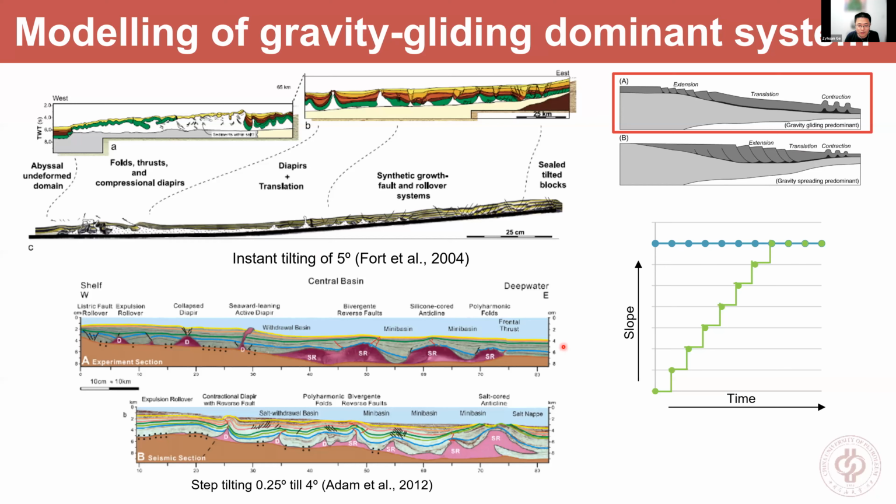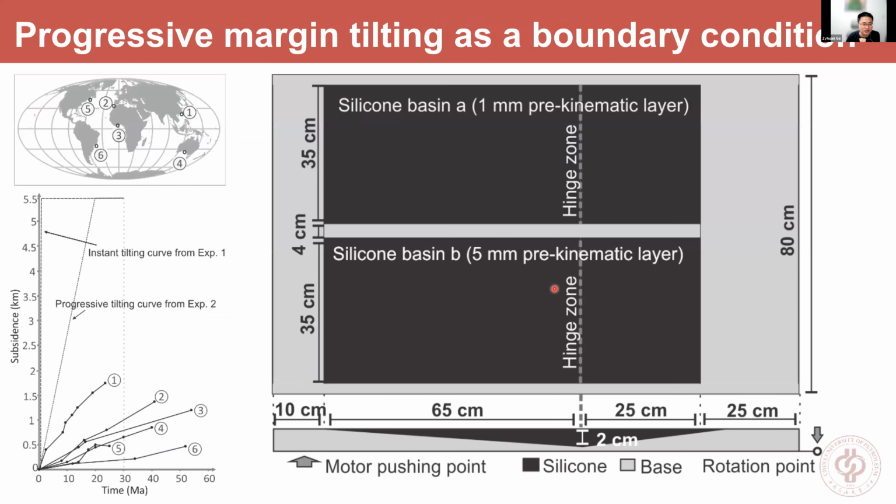There are also other ways of tilting. This is step tilting. Instant tilting is too dramatic, because in nature you don't really get 5 degrees of tilting over your margin overnight. Maybe we use step tilting, which is essentially a lot of small steps, or small instant tilts. Well, in nature, all the margins tilt gradually.